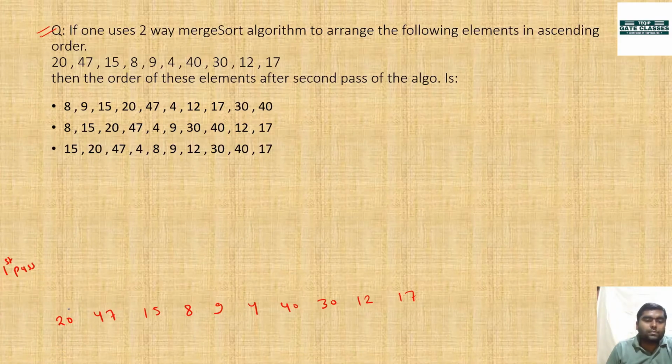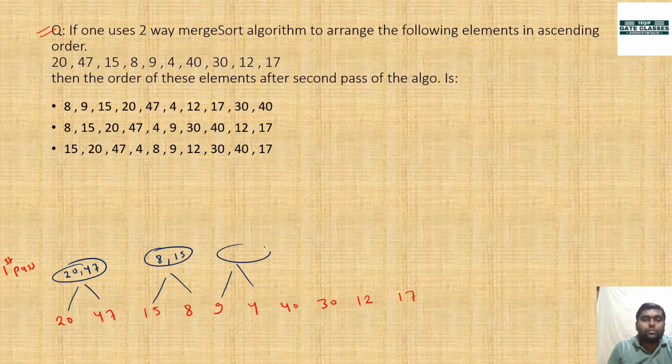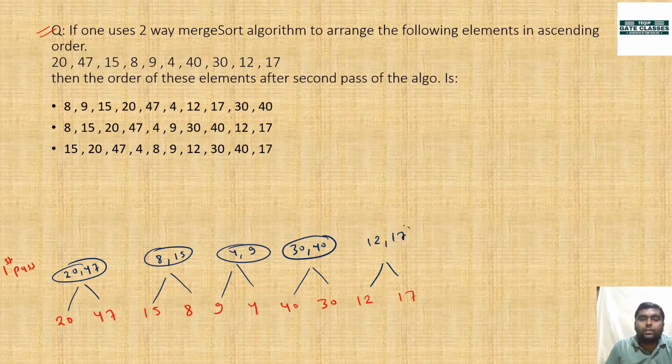In the first pass, two-way means these two will be sorted together. So what will be the resultant? The resultant is 20 and 47. Then these two, the resultant will be 8 and 15. And these two, the resultant will be 4 and 9. And these two, the resultant will be 30 and 40. This is the first pass of merge sort algorithm. And the remaining values are 12 and 70.